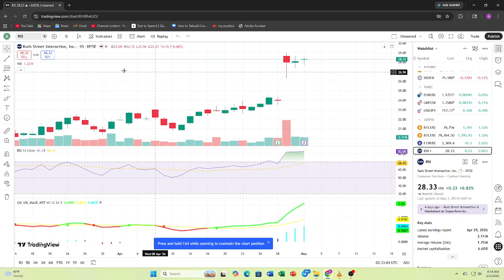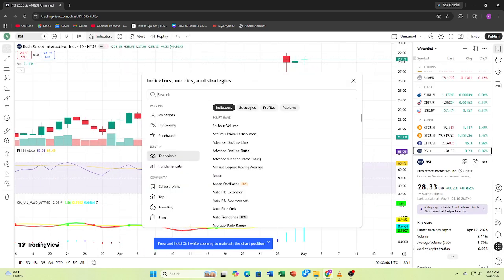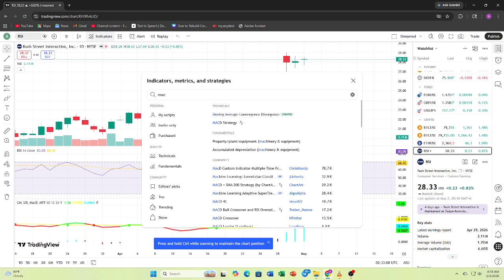Now don't ignore the histogram. Yeah, it's actually very useful. When the bars get bigger, momentum is increasing. When they shrink, momentum is slowing down.